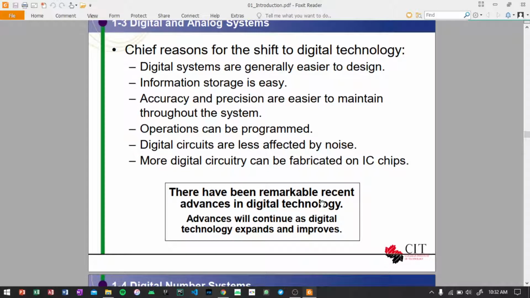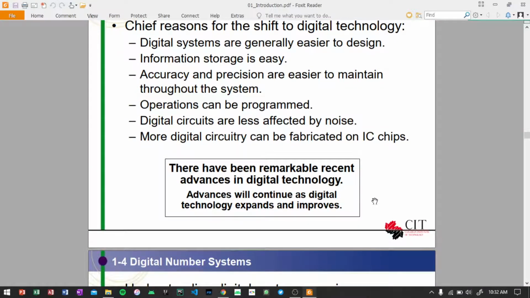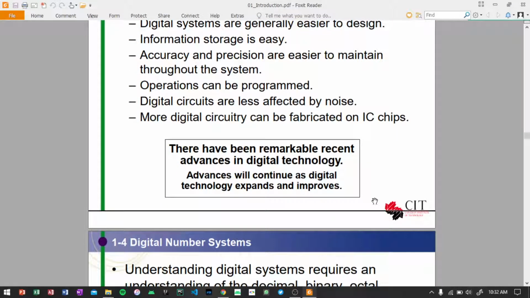More digital circuitry can be fabricated on integrated circuit chips. And there have been remarkable recent advances in technology. Continue digital.